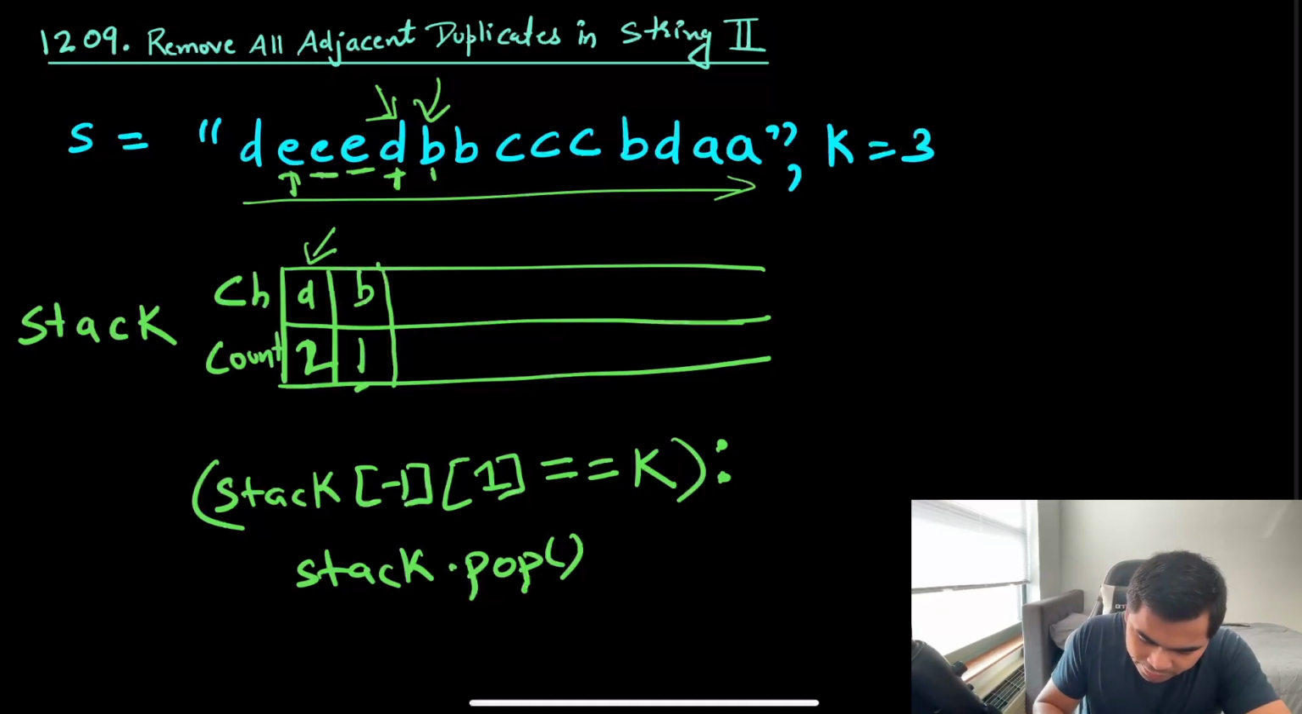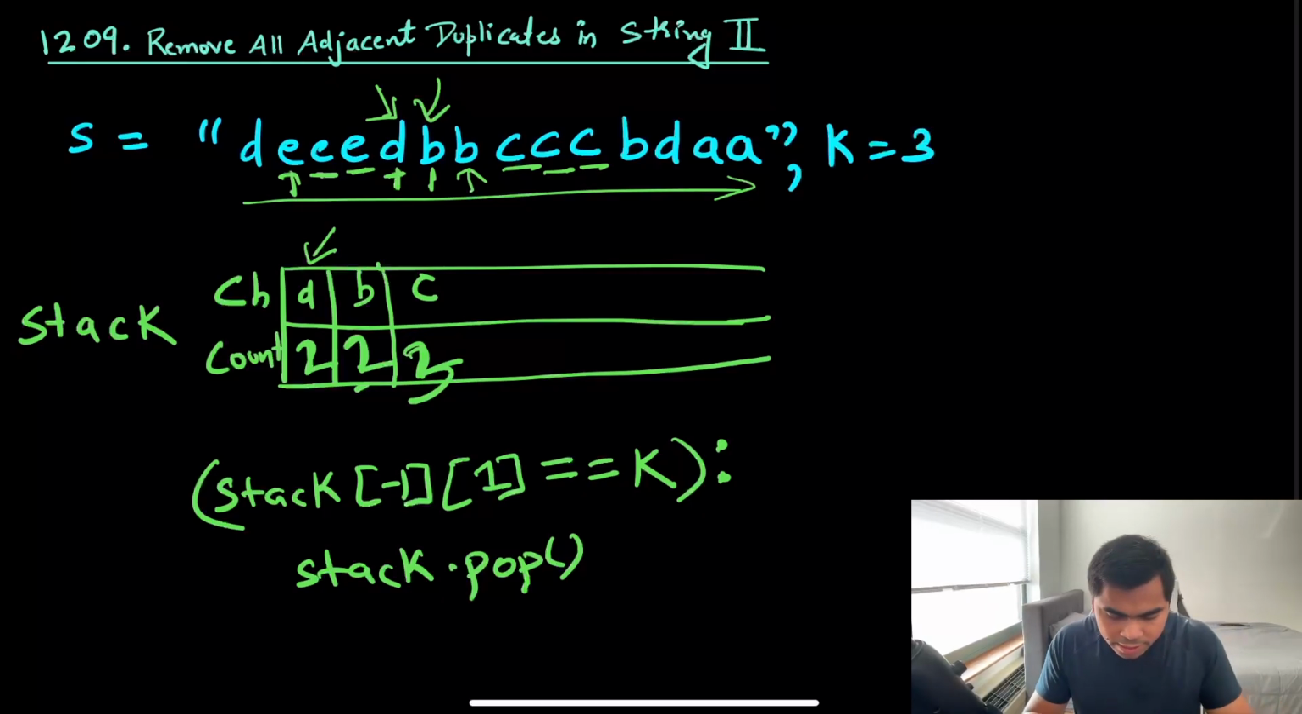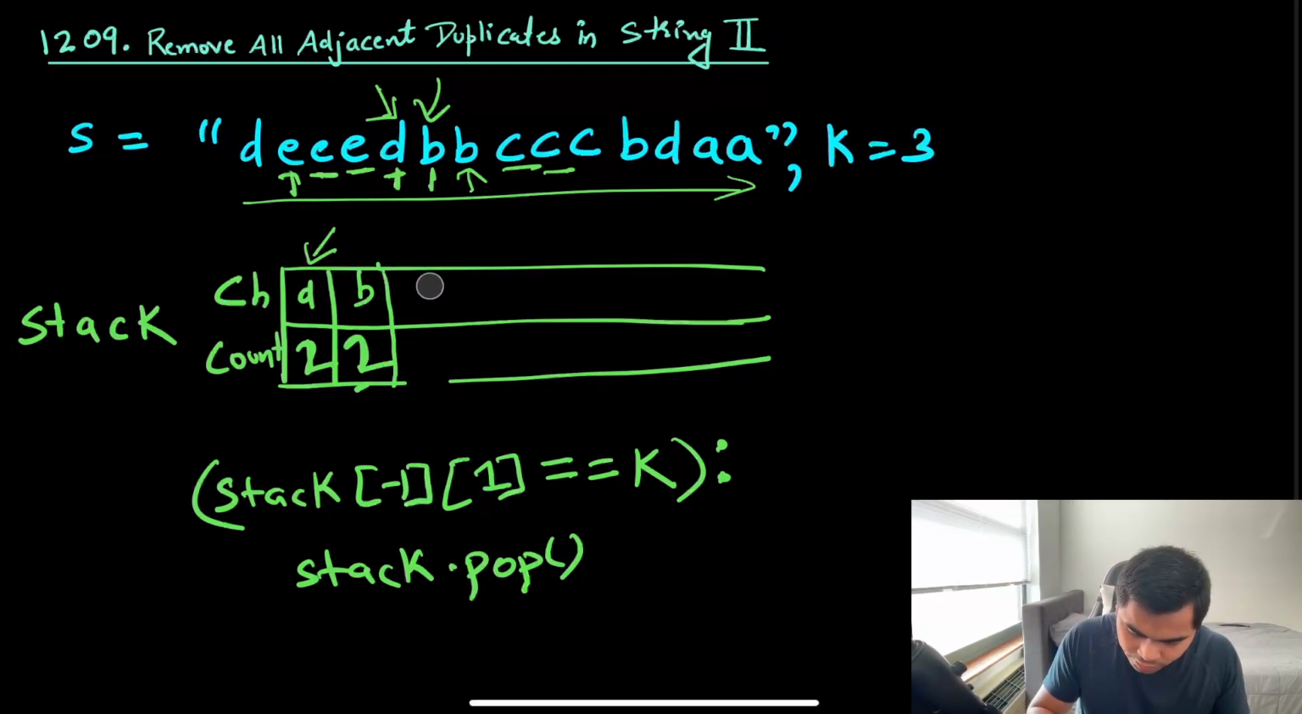Then again C, okay, I see again I see B, and then again I see one more B, so I'll append 2 here. Then I see a C, 1, second C, 2, third C, so 3. So what I do, I will remove this because now this condition passes, so I have to remove this 3 from here. So I will remove this C and its count.